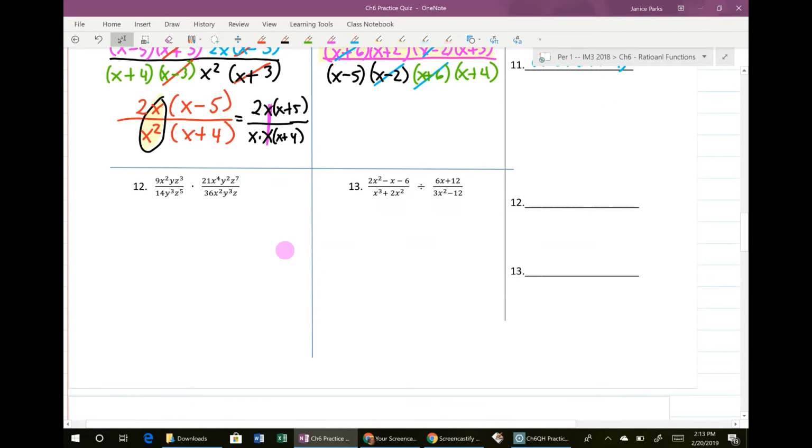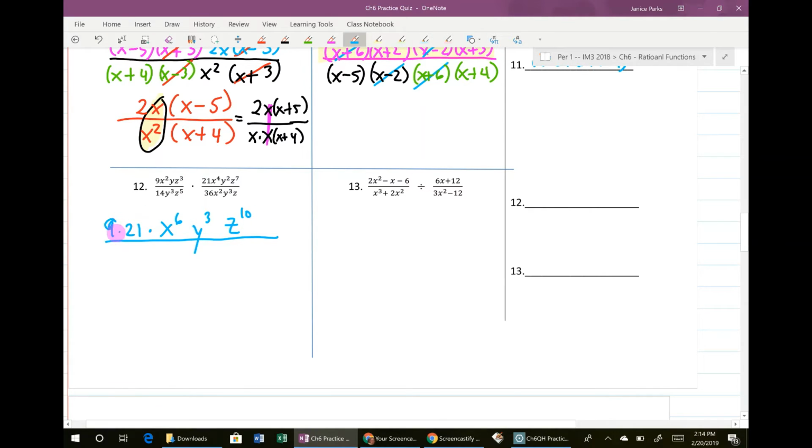For number 12, this is a multiplication. So at the top, I'm going to go ahead and put the numbers 9 times 21. The x squared, and I have x to the 4th at the top. That gives me x to the 6th. And then I have y and y squared. That's y to the 3rd. And then I have z to the 3rd and z to the 7th. That's z to the 10th.